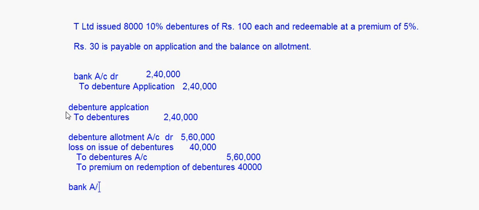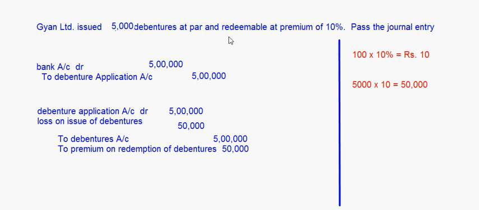and then you will write bank account debit to debenture allotment. This is 5,60,000. The premium is basically on redemption, right? The premium is not on issue. So when we write bank account to debenture allotment, it's going to be 8,000 into 70 rupees. Okay. So you can get a question like this also when you have installments. The value of the debentures is paid in installments, or the other case that we took up before this, in which everything is coming in the application itself.